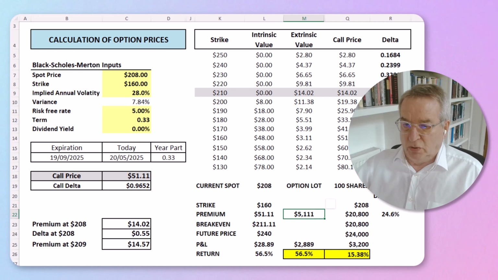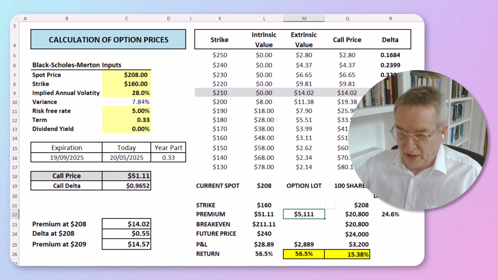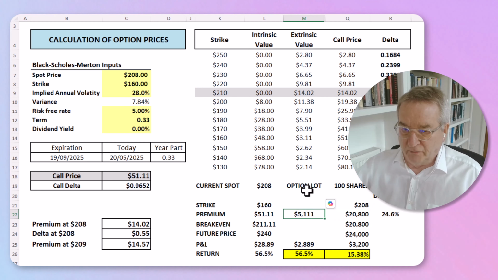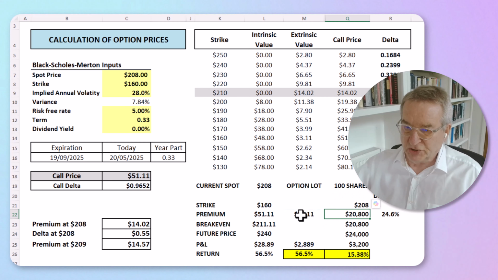Whereas, supposing you were to buy the equivalent 100 shares of Apple, that would involve an outlay of $20,800. So the thing to notice quite significantly here is that the outlay for the one option lot is only around 25% of what it would cost to buy the 100 shares of Apple. That clearly is a benefit, because you effectively get to control 100 shares via the option at a much reduced outlay, in fact around 25%.